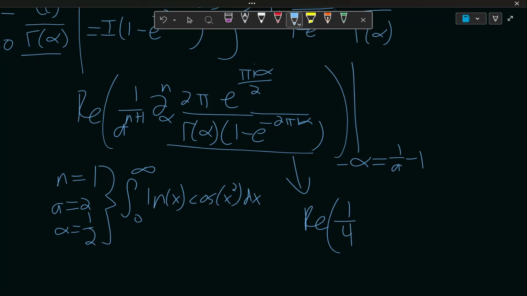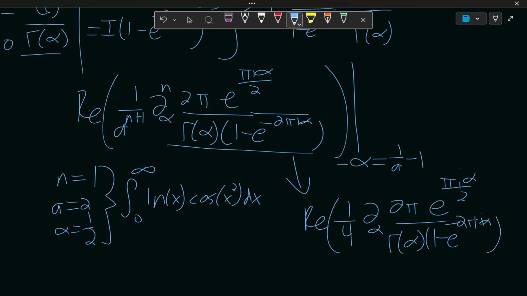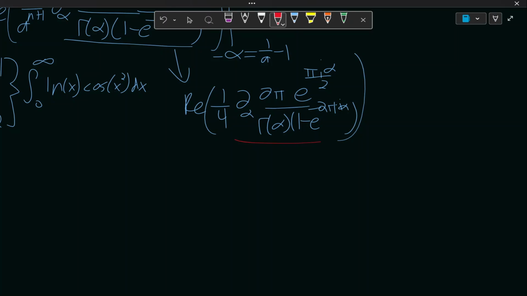And then times, well, the first derivative with respect to alpha of 2 pi, and then e to the pi i alpha over 2, and gamma of alpha, 1 minus e to the minus 2 pi i alpha. So we can go ahead and evaluate this right here.